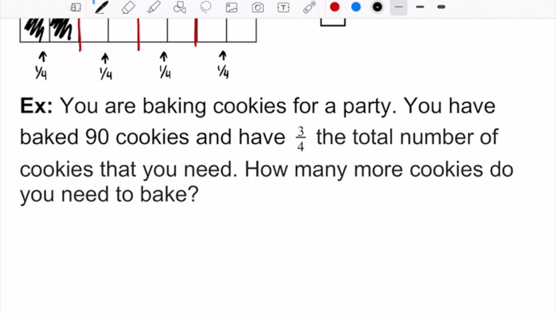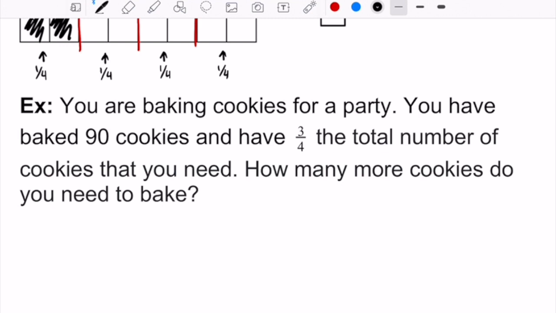All right, in this next example, you're baking cookies for a party. You have baked 90 cookies and have 3/4 the total number of cookies that you need. How many more cookies do you need to bake? So you've made 90 already, but you're not done. 90 represents 3/4 of the total number of cookies that you're trying to make in total. So you need to make more.